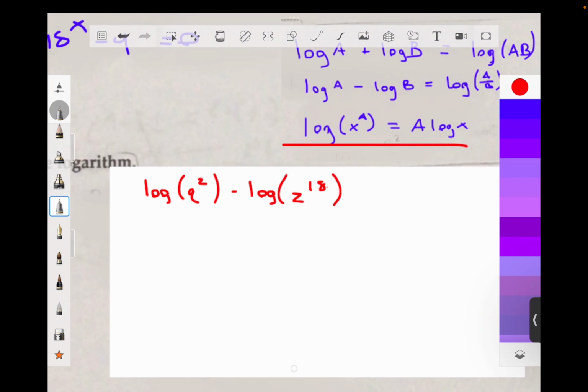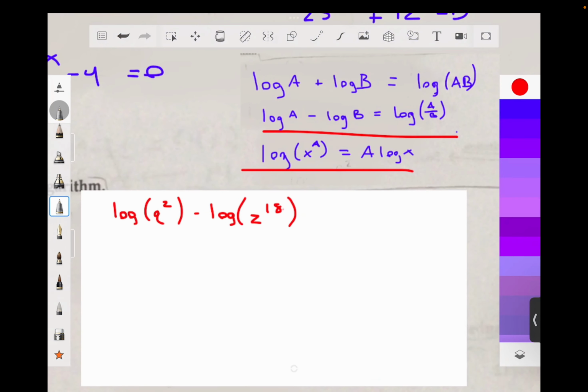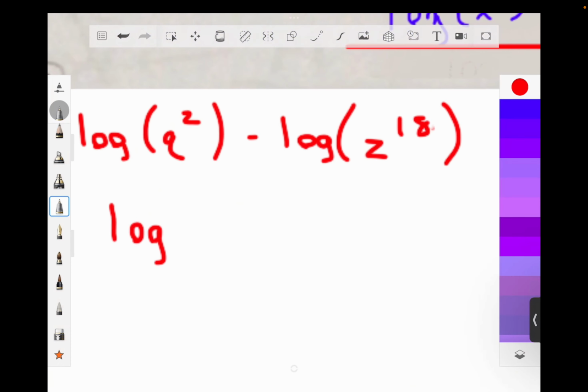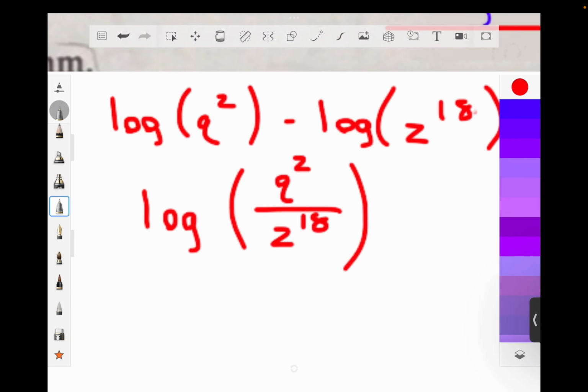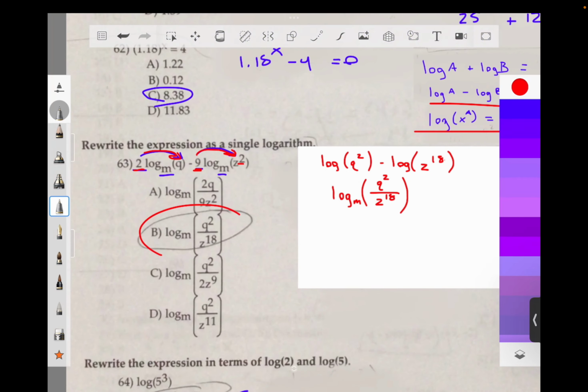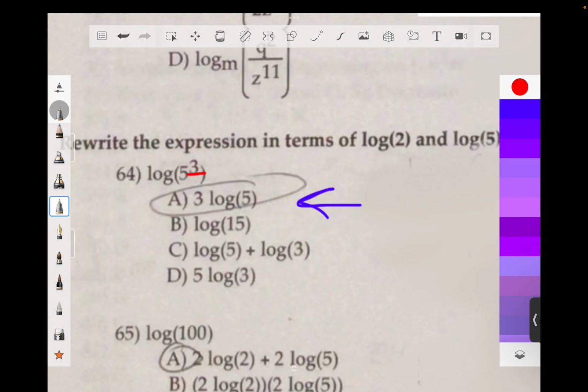All right, so what's the next rule we could do? Well, there's a minus sign here, and they have the same base of m, so we could do this one right here. So it's going to be log of q squared over z to the 18th. And I believe that's all we could do to this, and this has a base of m, which is this one. We already did this one, but it has an exponent here. We could bring that in front, so it becomes this one.